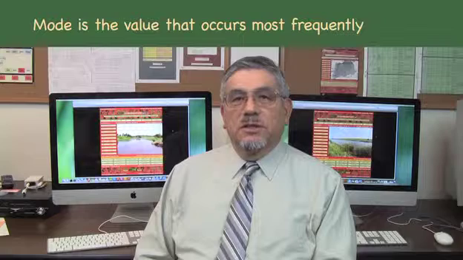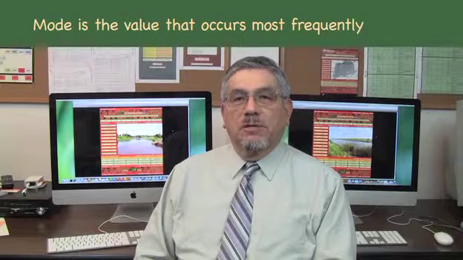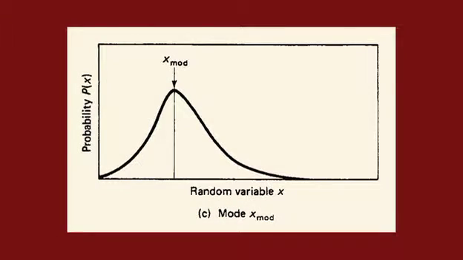Another measure of central tendency is the mode, defined as the value of the variable that occurs most frequently, as shown here. Statistical moments can be defined about axes other than the mean.